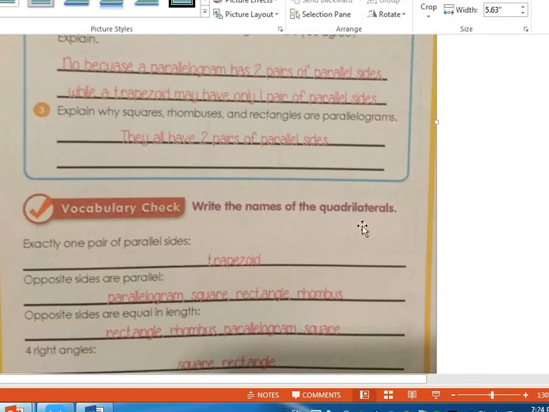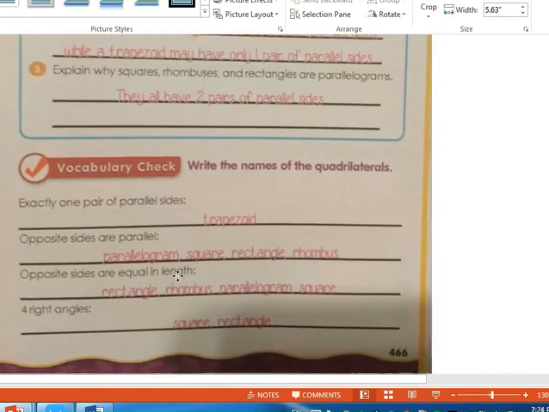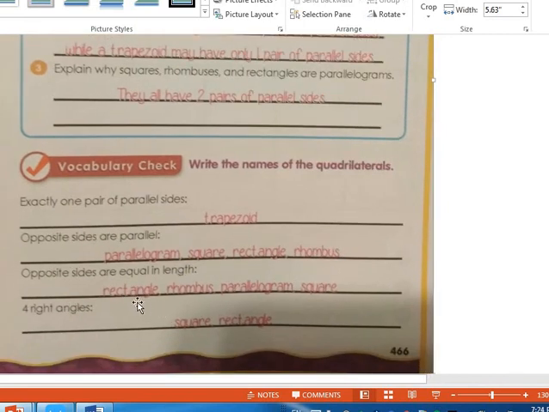Write the names of the quadrilaterals. Exactly one pair of parallel sides. Just one pair of parallel sides. Yes, trapezoid. Excellent. Opposite sides are parallel. It may be parallelogram, square, rectangle, rhombus. Opposite sides are equal in length, right? It will be in rectangle, rhombus, parallelogram, and square. Four right angles, all in square and rectangle. By this we have covered the lesson.